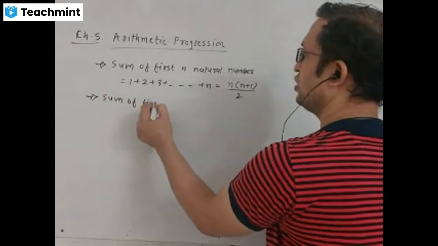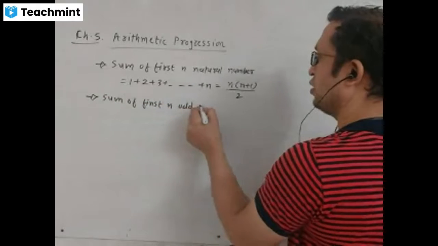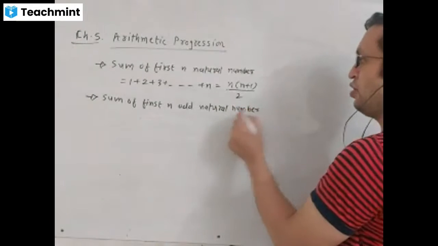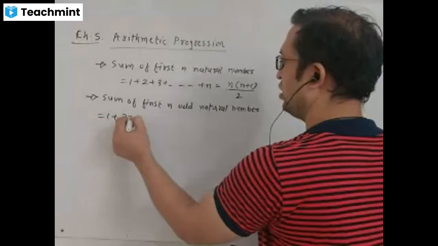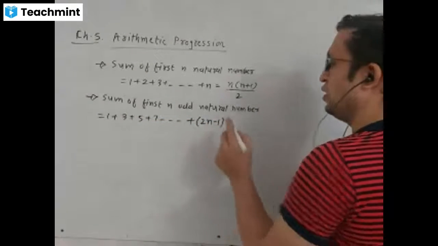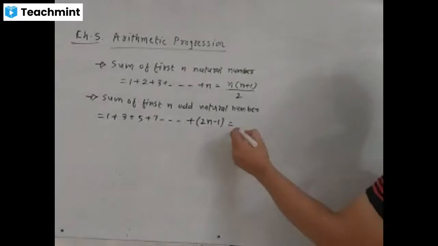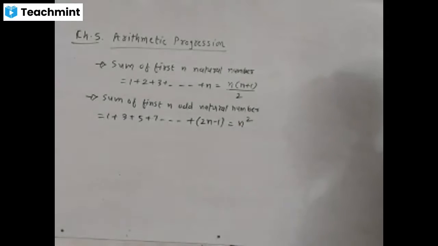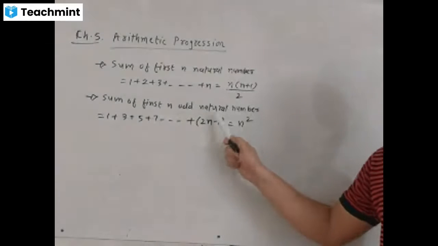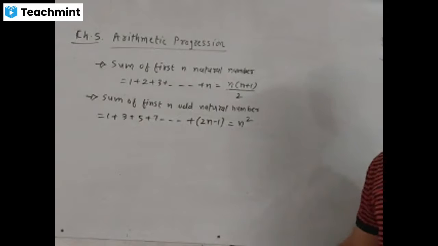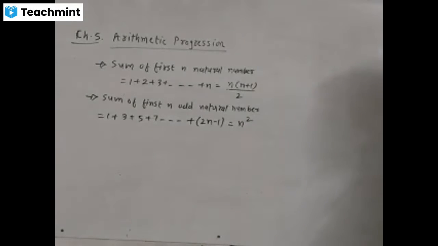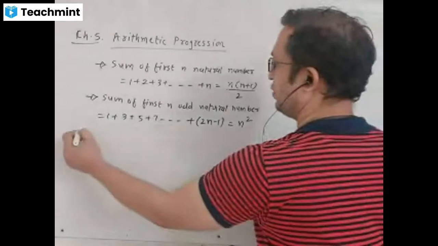Another formula: sum of first n odd natural numbers. 1 plus 3 plus 5 plus 7 up to 2n minus 1. The last term is 2n minus 1, and the sum is equal to n square. Suppose we find the sum of first 10 odd natural numbers, that is equal to 10 square, that is equal to 100. Directly we find the value: 10 square is equal to 100.